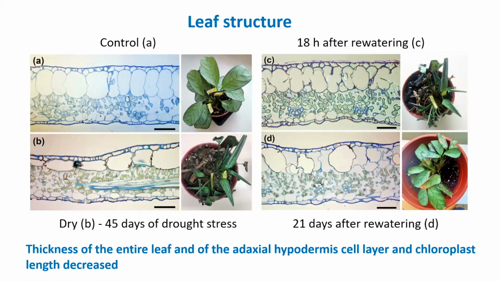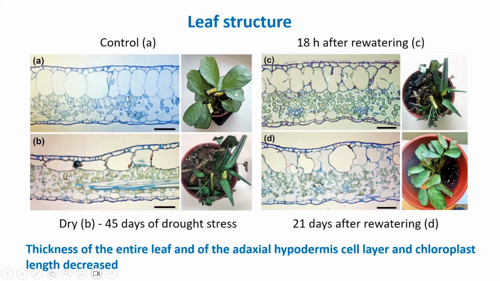And at the structural level, of course, we observe this rolling of the leaf, which is a mechanism to minimize the water loss. At the same time, structural observations of the leaf outline that there is a water storage hypodermal cell layer, which is significantly decreasing under water stress.